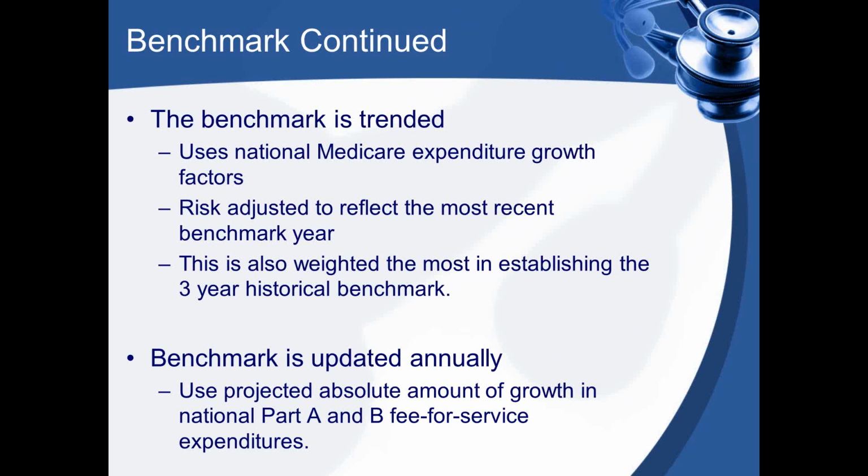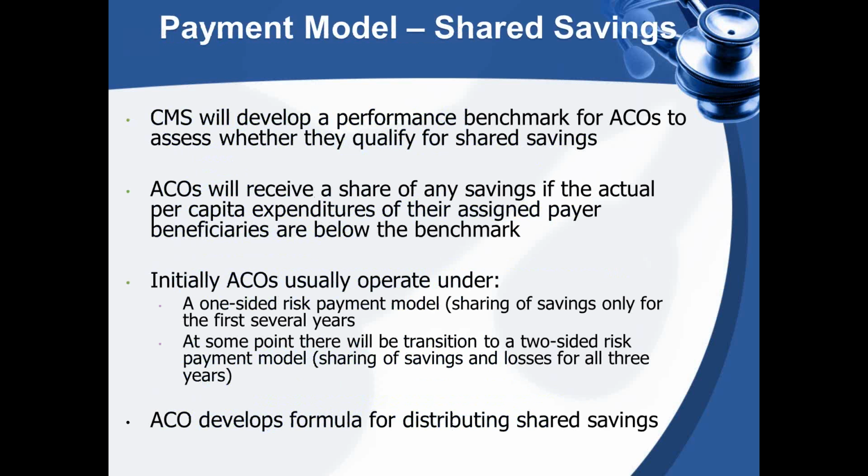So the benchmark is always updated annually. It's Part A and Part B. They do calculations for absolute growth and national expenditures, and they make adjustments. So CMS develops these performance benchmarks for ACOs and assesses whether they qualify for shared savings. ACOs receive shared savings if their expenditures for their assigned beneficiaries are below the benchmark.